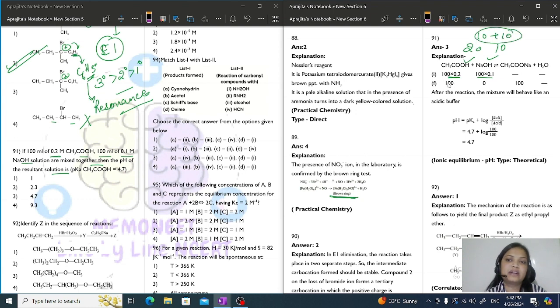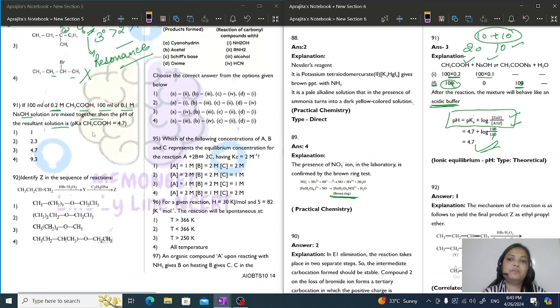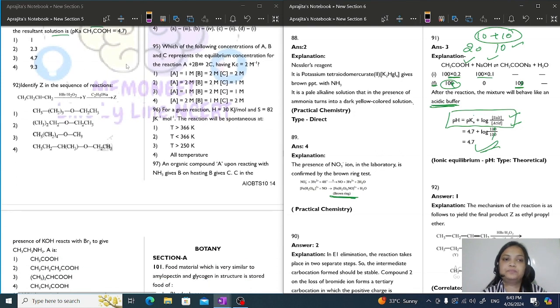So after the reaction, we will finally be left with 10 moles of your acid and 10 moles of salt formed. So it will behave like an acidic buffer solution. So pH would be pK plus log of concentration of salt upon acid. 10 moles are left, so here we can write 10 upon 10, log 1 would be 0. pK is given as 4.7, so the pH of the solution will become 4.7. Since there are 20 and 10 moles, only 10 moles will be neutralized, and 10 moles will be left.